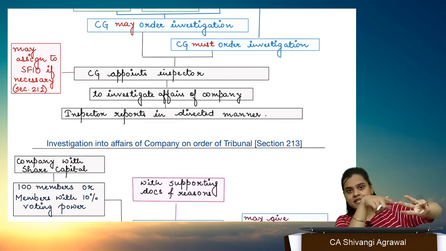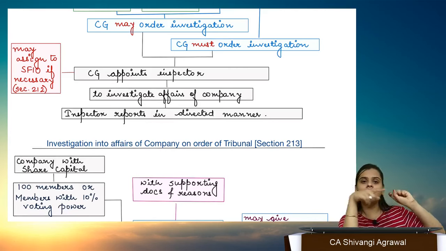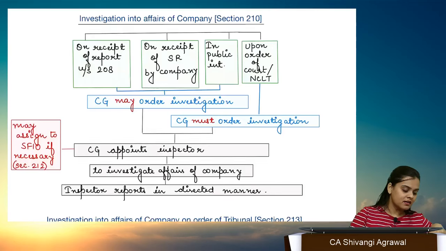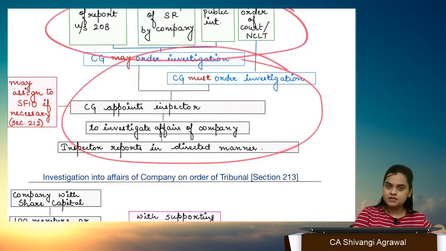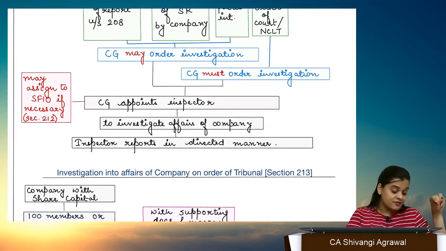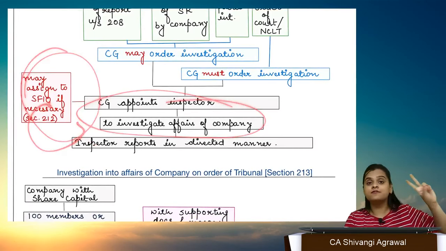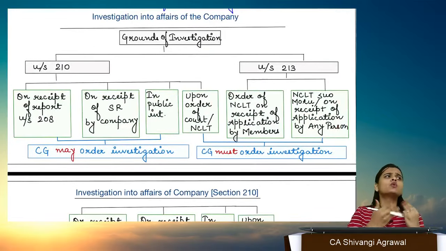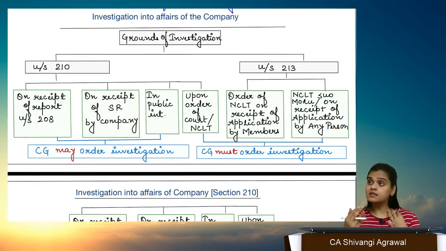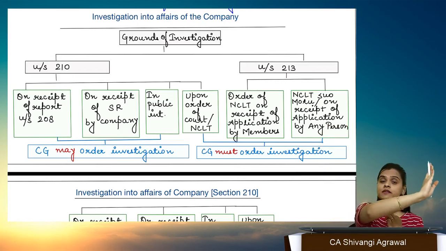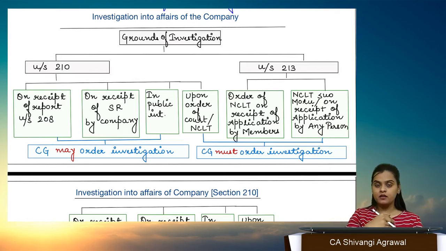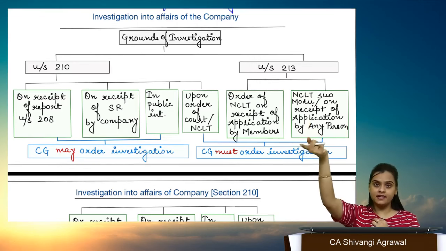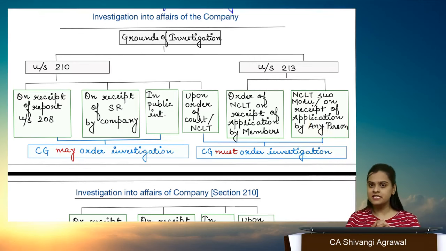I told you there are three sections of investigation into affairs of the company. One is 210, where there are four grounds on which CG orders investigation. Second is 212, where CG assigns the case to SFIO. And third is 213, where members don't go to CG by passing SR. Rather, some eligible members go to NCLT and file a complaint, an application. And NCLT in turn, if it finds it suited, then orders CG. So you make a direct application to NCLT and NCLT orders CG and thereafter investigation takes place.